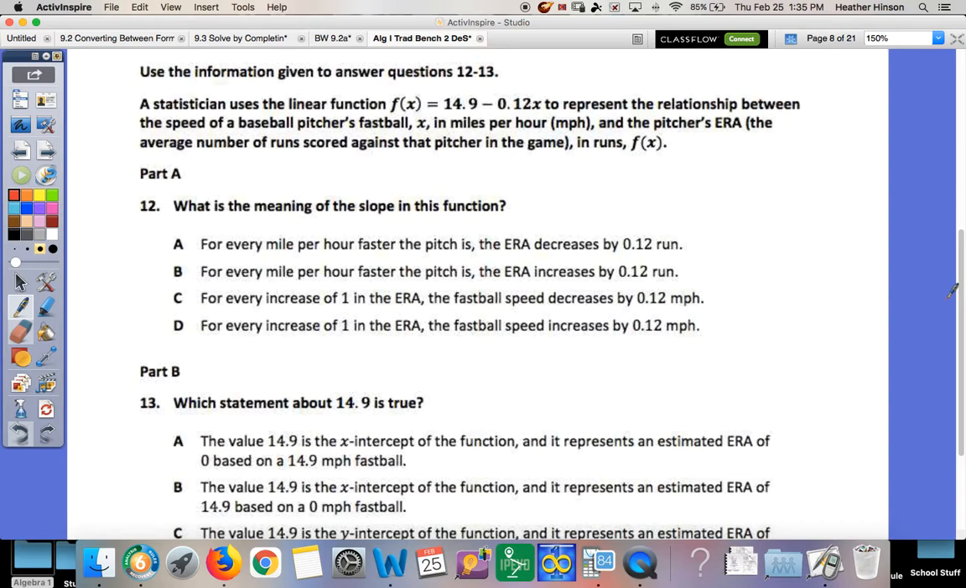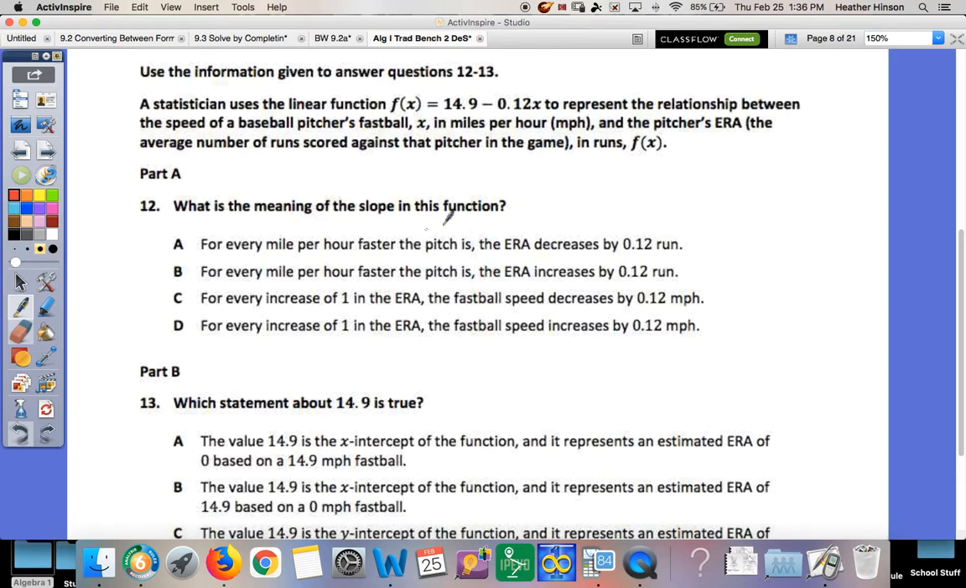Okay, 12. Yep, okay. So this person uses the linear function f of x equals 14.9 minus 0.12x to represent the relationship between the speed of a baseball pitcher's fastball, x, in miles per hour, and the pitcher's ERA, which is the average number of runs scored against the pitcher in the game. And that's in runs. That's your f of x.